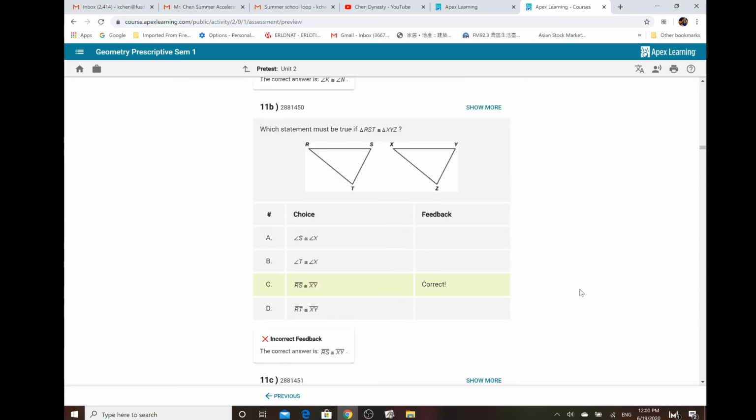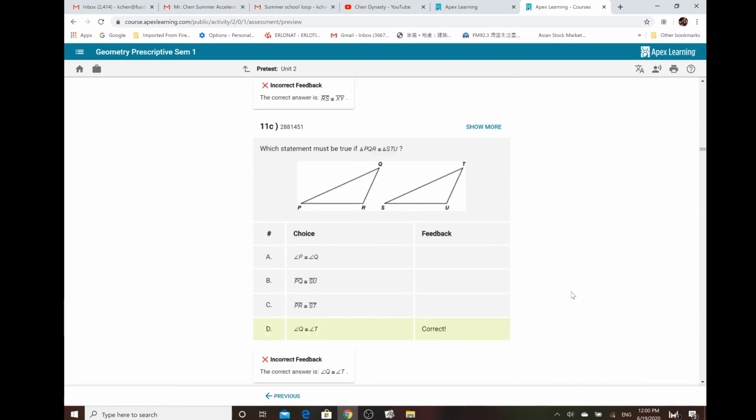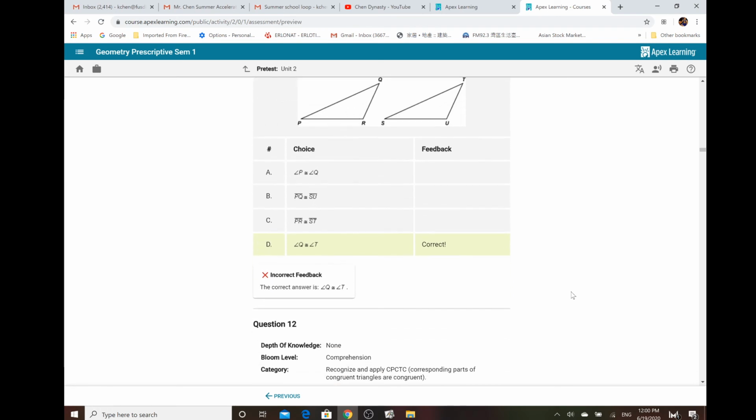Here's another one. Which statement must be true if triangle RST is congruent to triangle XYZ? Find the one that's matching. Segment RS is congruent to segment XY. Okay, so that one's two.